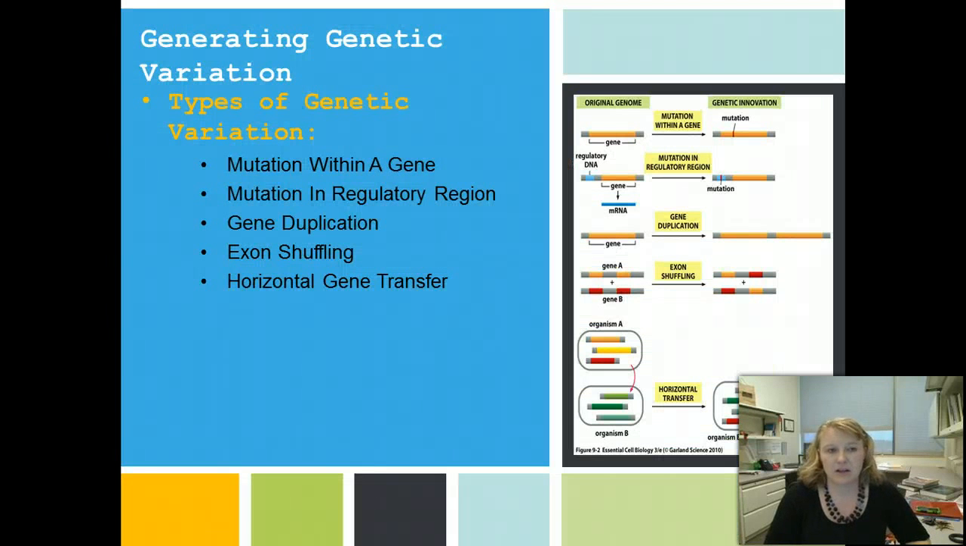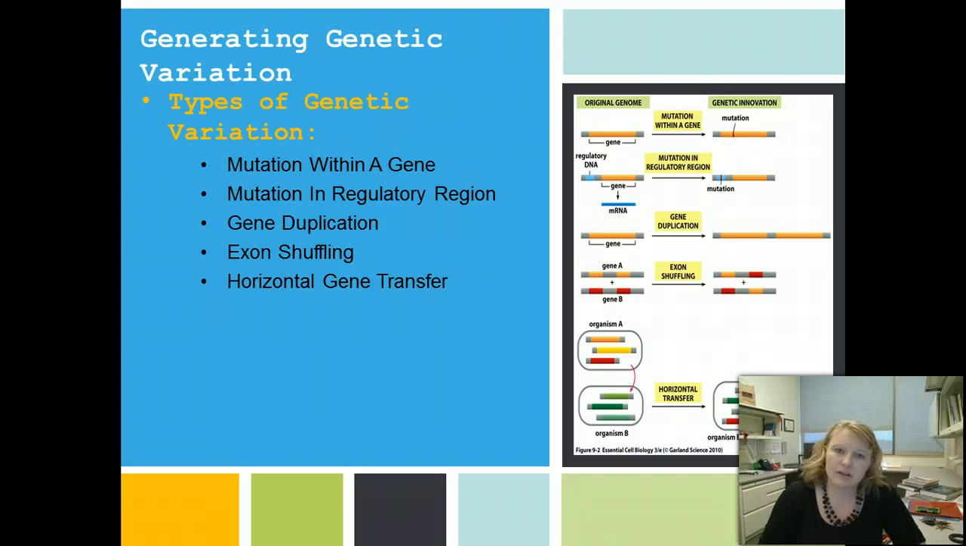So let's talk about these genetic variations. As I already mentioned, these are the ones we're going to talk about this topic, but let's go through them again. So the first one we're going to do is mutation within a gene. We've talked about these ones. This is where a mutation will occur within a gene. This is like sickle cell, for instance, that we've talked about before.